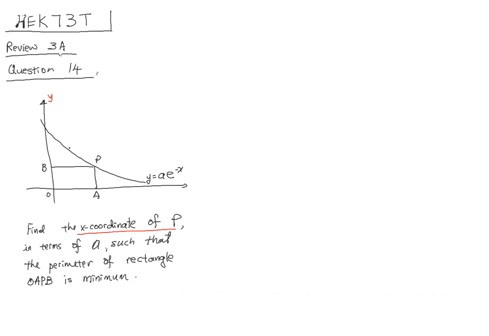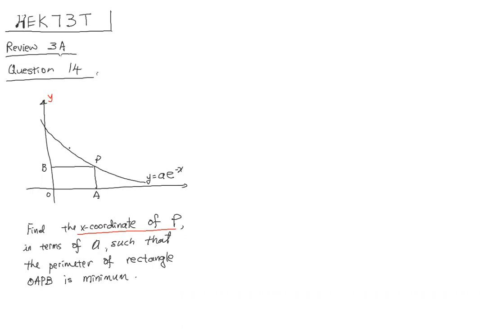Situation means, for example, I want to find the x-coordinate of P, that is the point of intersection of y equal to ax with another equation. That is the meaning of situation. So if you say we want to find the x-coordinate of P, for what? That is what I mean by the situation.